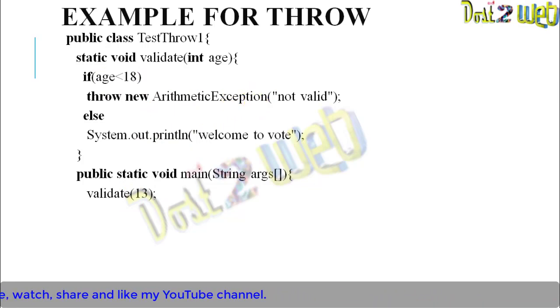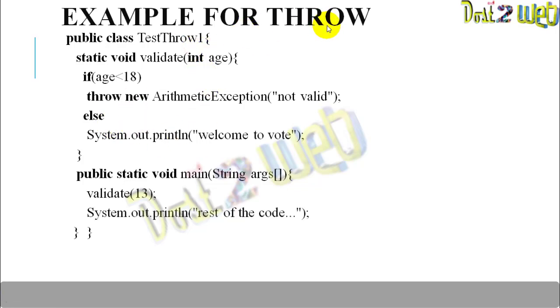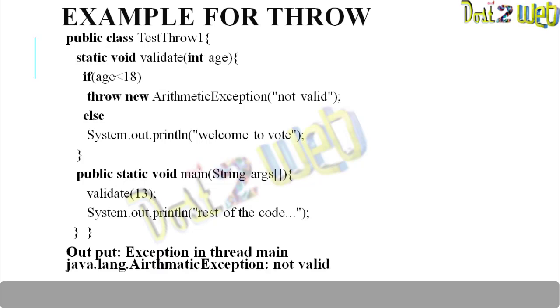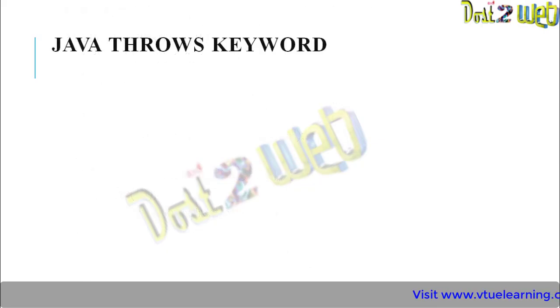So what is happening here? This is called explicit exception handling. So it is going to handle the exception explicitly. When the error is thrown, it is handled explicitly using the throw keyword. The remaining part is the same, you can execute the program and see that you will get the output like exception in thread main, and it will show you that it is not valid.